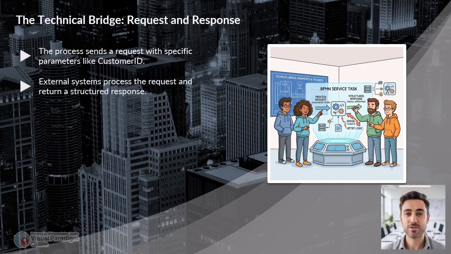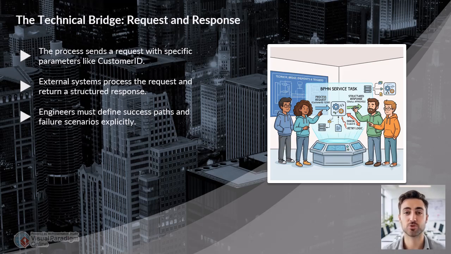The system handles the complex logic, whether it is validating data or performing calculations, and sends back a clear status like approval or rejection. Clear definitions of what constitutes a happy path versus an error scenario are vital for building robust processes that can handle unexpected technical issues gracefully.